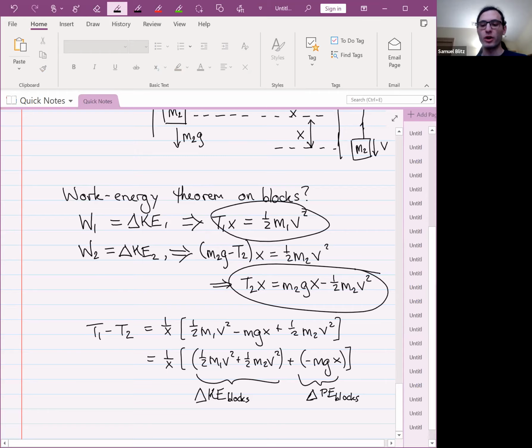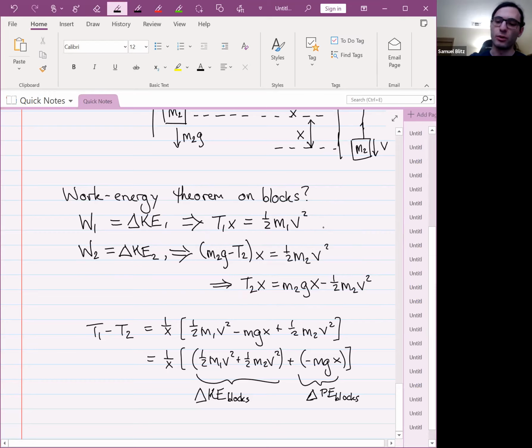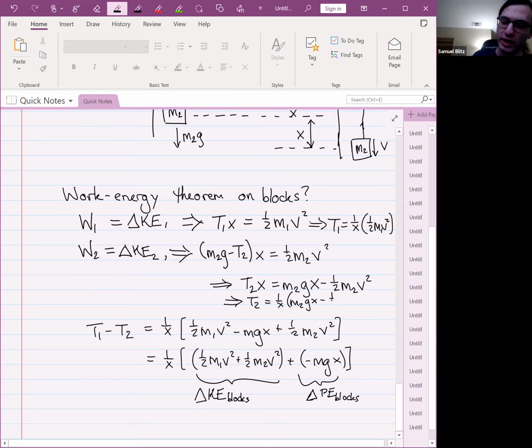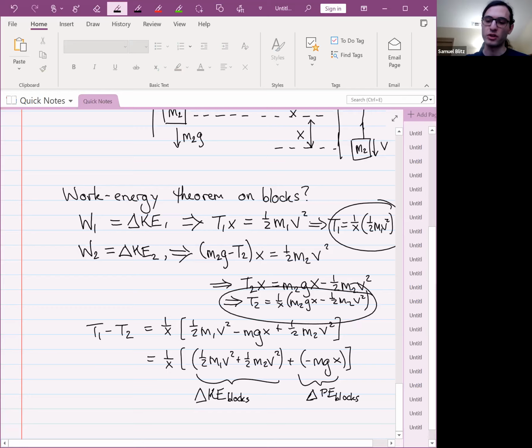No, we're not ignoring the 1 over x. It's just there. It's a 1 over a distance. So this equation gives us that T1 is equal to 1 over x times 1/2 m1 v squared. This equation gives us that T2 is equal to 1 over x times (m2 gx minus 1/2 m2 v squared). So now you can just subtract this equation from this equation.